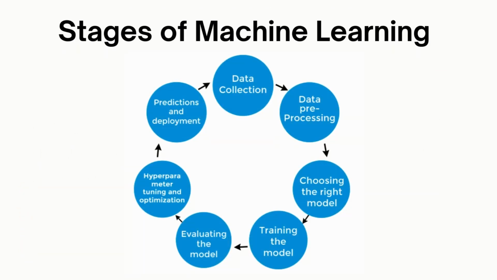Stages of machine learning. A detailed sequential process of machine learning includes a set of steps such as data collection, data pre-processing, choosing the right model, training the model, evaluating the model, hyperparameter tuning and optimization, prediction, and deployment.